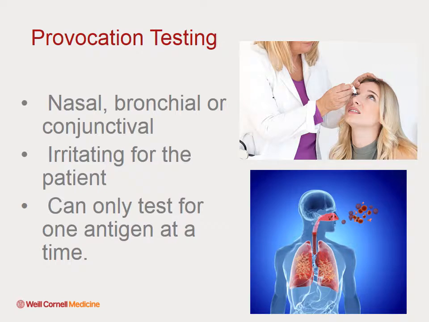Provocation testing involves provoking symptoms by placing that allergen in a part of the body where a reaction can occur. So that can include the nose, the bronchial passageways, or the conjunctiva. And this was really some of the original descriptions of allergy testing in the office setting. As you can clearly see, this can be irritating for the patient, and one of the disadvantages is that you can only test for one allergen at a time.